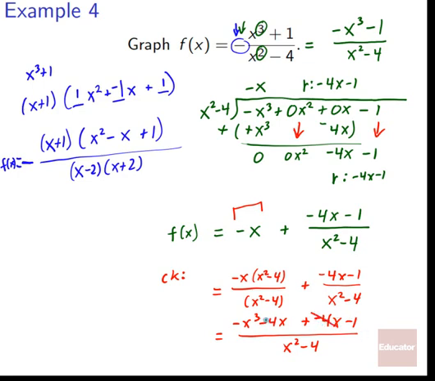So the negative 4x cancels with, that was my mistake. Negative x times negative 4 becomes positive 4x. So it does cancel out. Positive 4x and minus 4x, they cancel out. And we get negative x cubed minus 1 over x squared minus 4, which, as we already talked about, is the same thing as negative x cubed plus 1. We can distribute that negative and we get negative x cubed minus 1. So checks out. That's good.